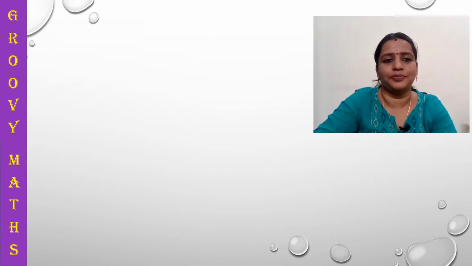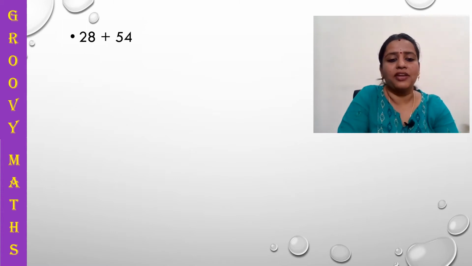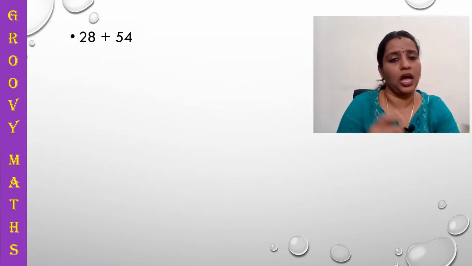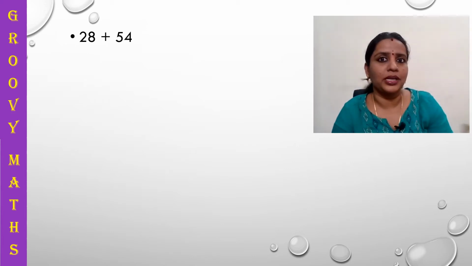The first sum: 28 and 54. I have two numbers here and I want to add both of these two-digit numbers. How can I add them mentally? Adding 28 and 54 mentally would take some time, isn't it? Yes, but how can we add it?